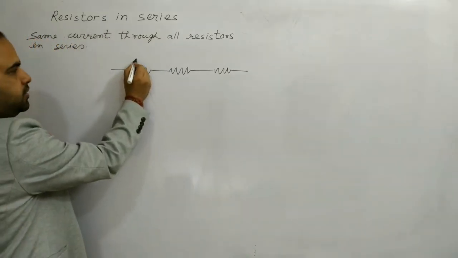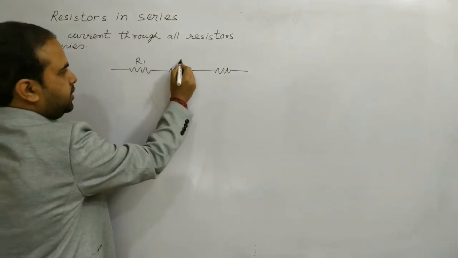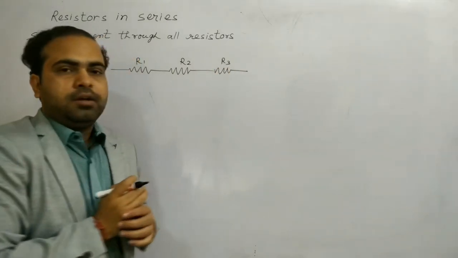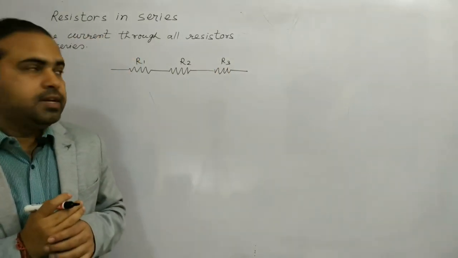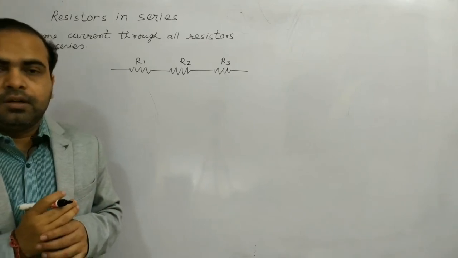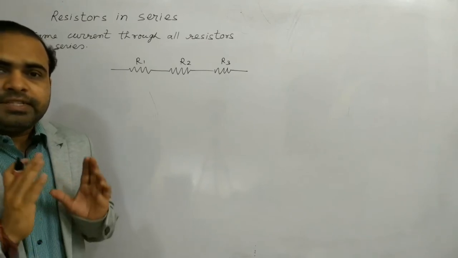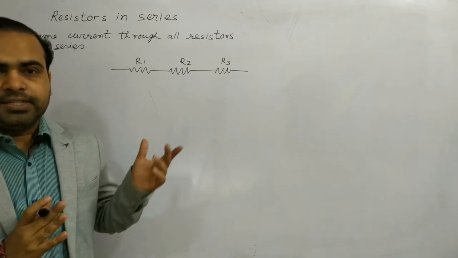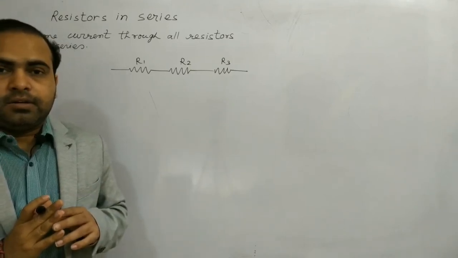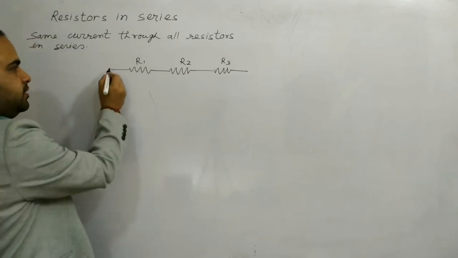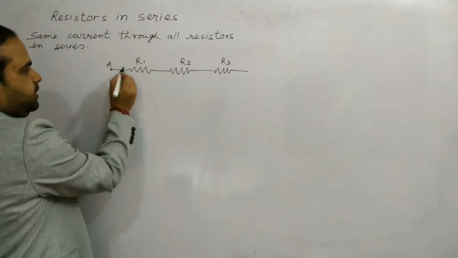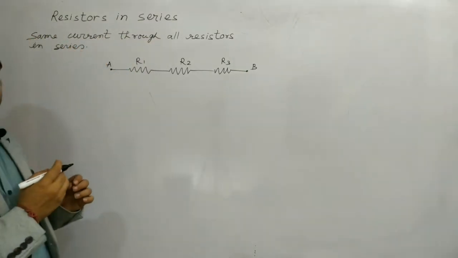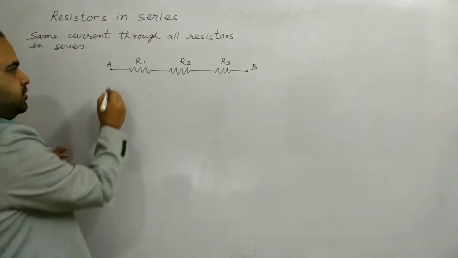Its resistance is R1, its resistance is R2 and its resistance is R3. Now we have to identify whether it is in series or not. For that we will check whether same current is flowing through all these resistors or not. And to do so we will connect the ends A and B across the terminals of a battery.